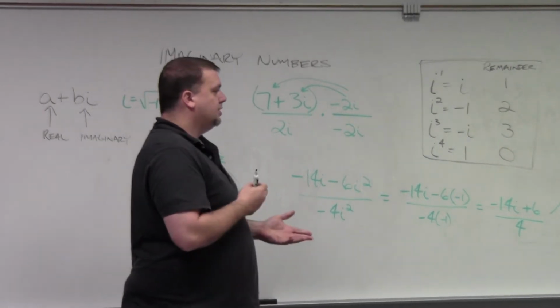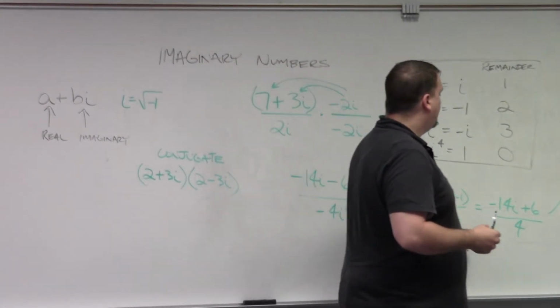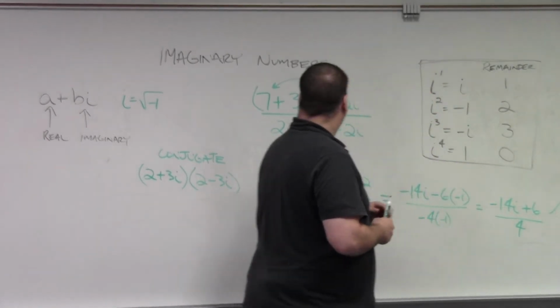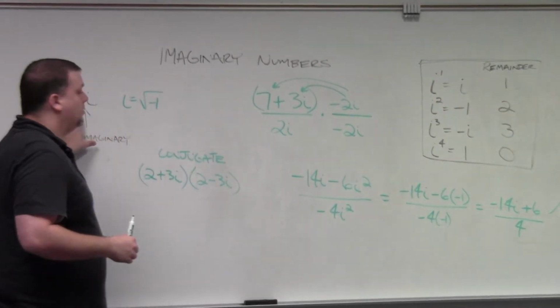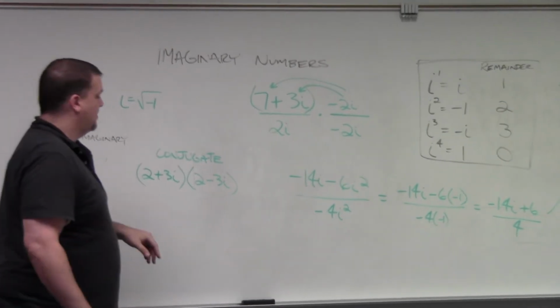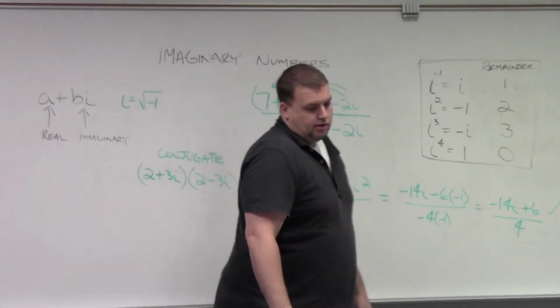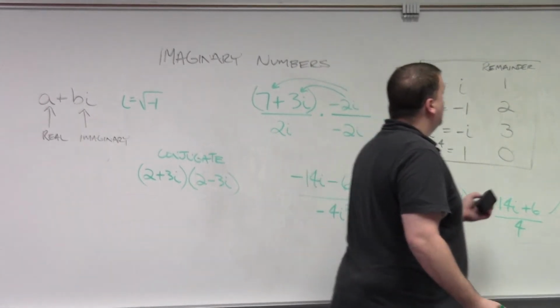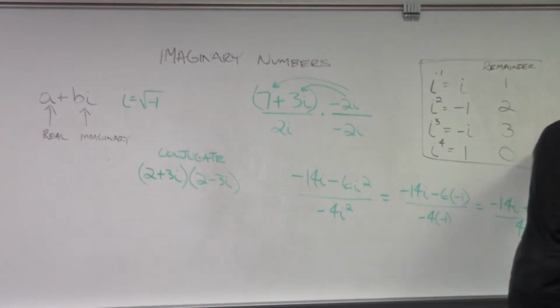So our goal was to get rid of i. We did that to the bottom. We just had to clean up our fraction to make it into this standard form here, a plus bi. So we have one more. Perfect timing. We've got about 5 minutes. So let's erase that.